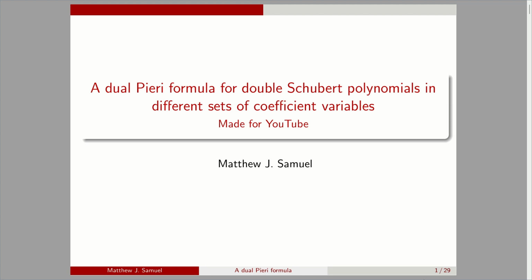Hi, I'm Matt Samuel. This is my YouTube video about a dual Pieri formula for double Schubert polynomials in different sets of coefficient variables.